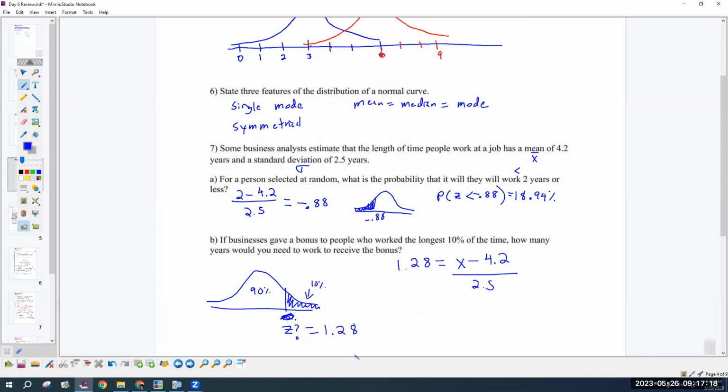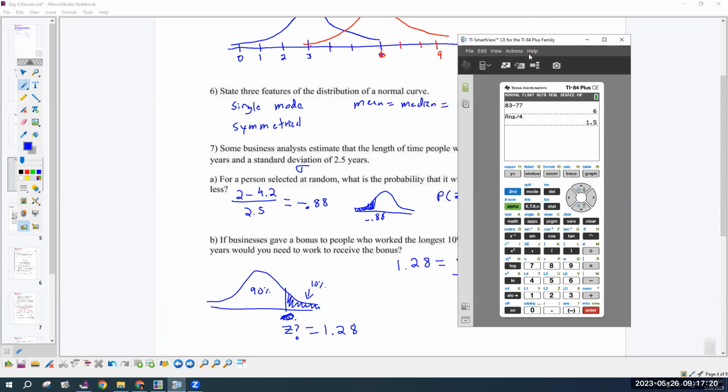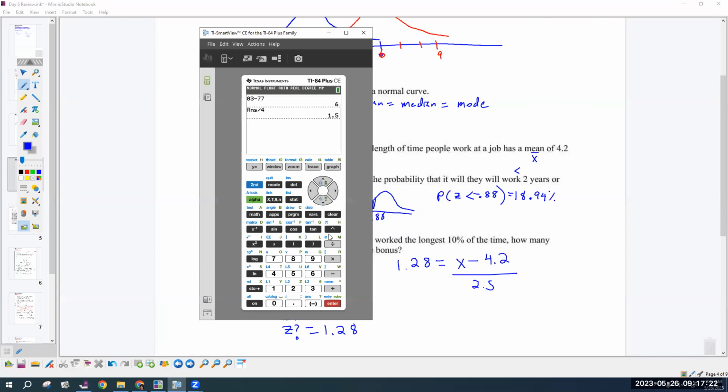And I'm going to use a little algebra. I'm going to grab my calculator. I'm going to multiply both sides, 1.28 times 2.5. And then I would add the 4.2. And I get an answer of 7.4 years.